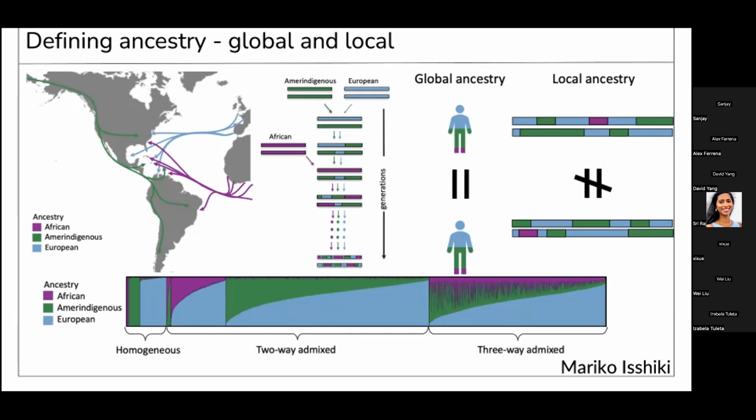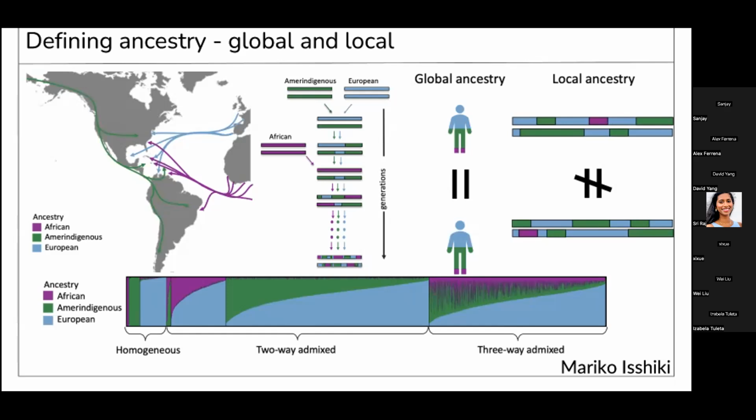Amerindigenous is blue, green, and European is blue. And then if you look at the two-way admixed population, you see that they're a mixture of two of these continental groups. Every vertical line, which you can't quite see because they're all squished together, represents an individual. Further toward the left-hand side, you see individuals in the two-way admixed plot that are mostly this green amerindigenous ancestry, and all the way toward the right-hand side, they're more European with a little bit of amerindigenous ancestry sprinkled in.